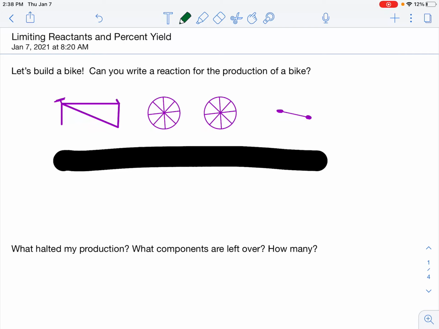All right, you crazy kids, here's your lecture on limiting reactants and percent yield. This is going to build on our previous lecture on stoichiometry.